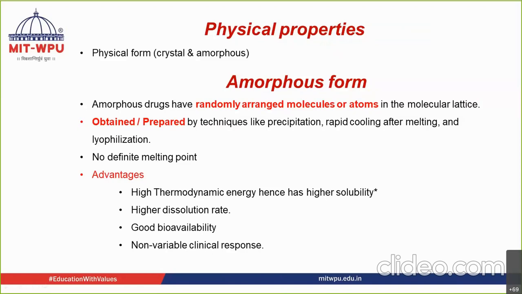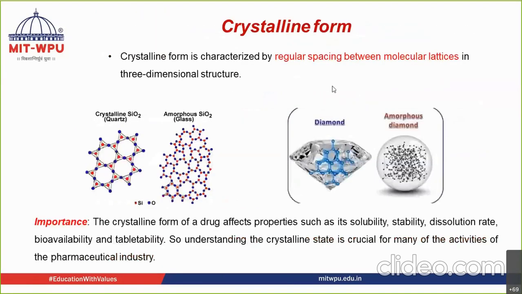So what is an amorphous form? An amorphous form of a drug is one in which the molecules, or the atoms, are arranged randomly in the molecular lattice. So you have a molecular lattice, and in that molecular lattice you have the molecules which are arranged very, very randomly. Just to give you an example, I'll show you. This is the figure. You can see a figure over here of SiO2 in a crystalline form. So this is the crystalline form of SiO2, right? Where the arrangement is very nice. And you can see this amorphous form, where the arrangement is not in a proper fashion. So the molecules are not arranged in a proper fashion.